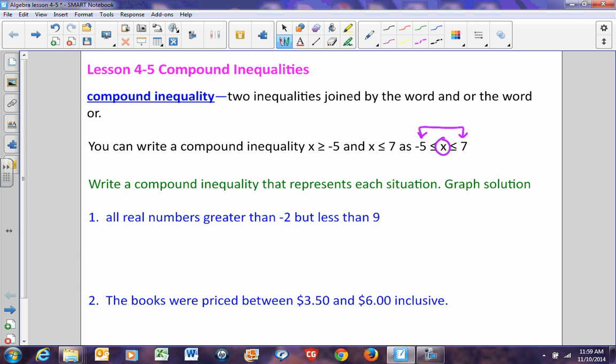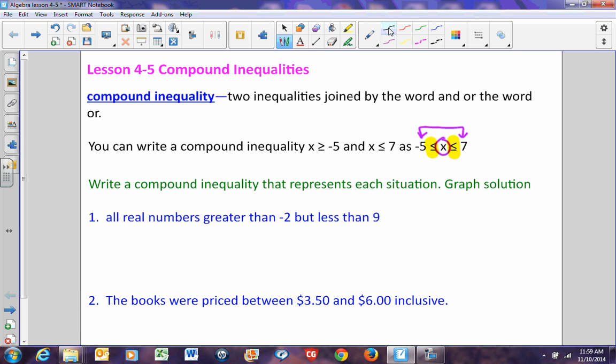Whenever you write a compound inequality with the word and as a single inequality, you must make sure that your inequality symbols face the same direction. You cannot have one inequality symbol facing one direction and the other inequality symbol facing the other direction.